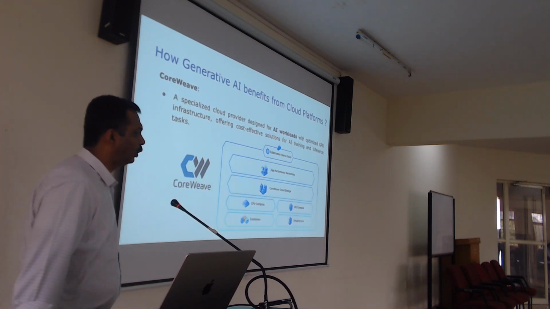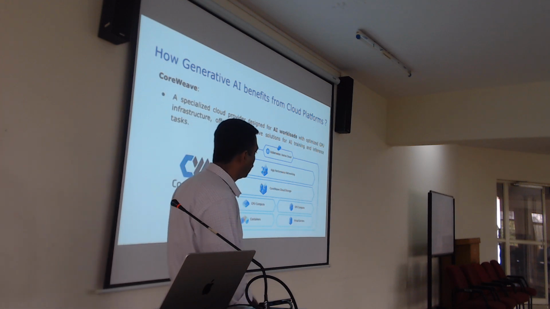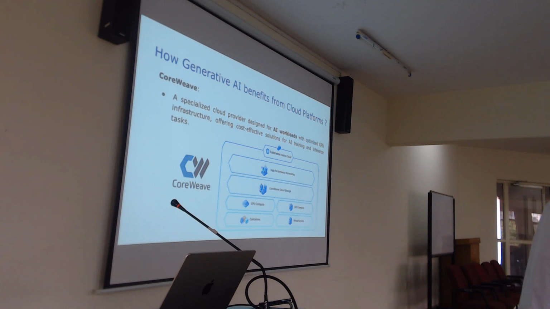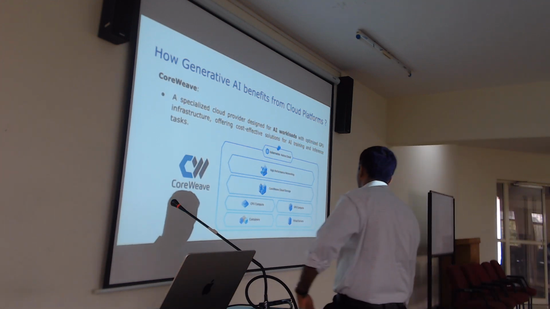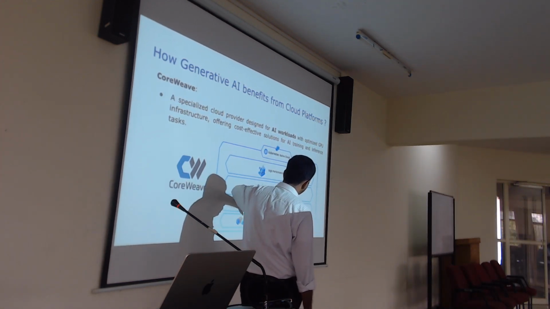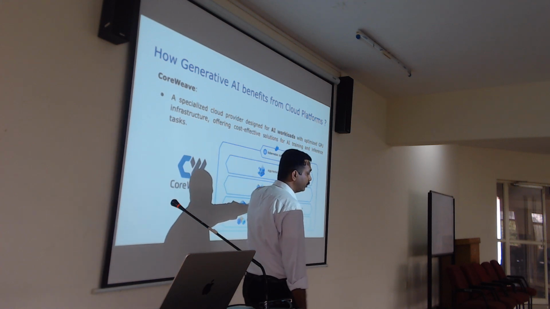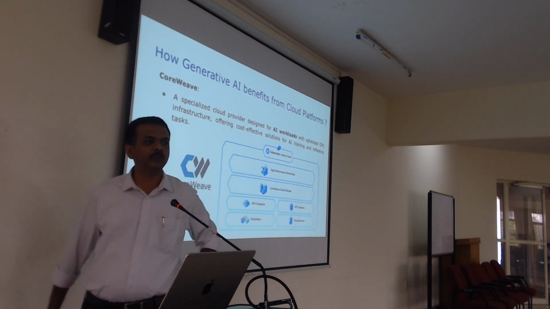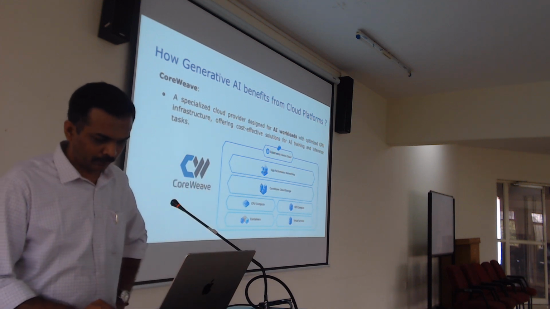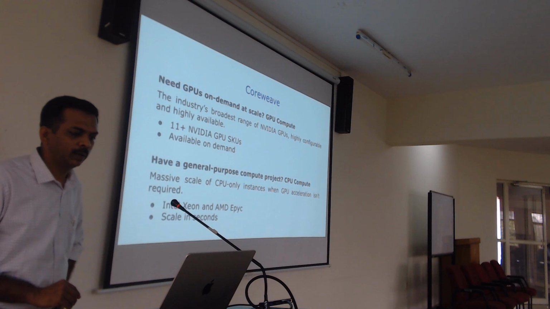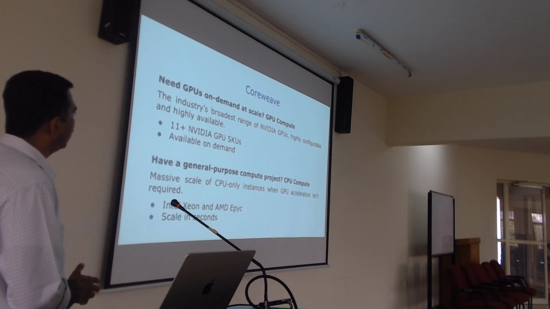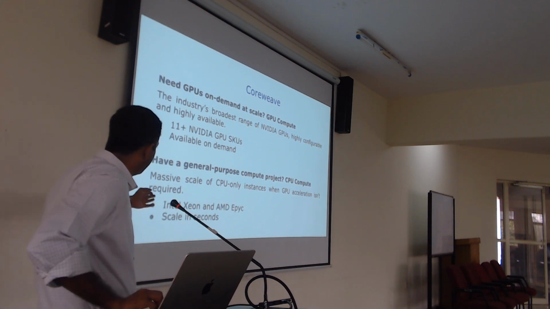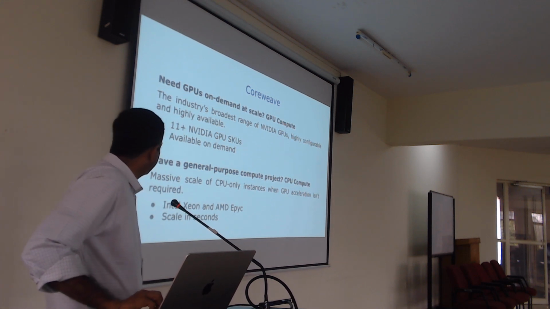Let me highlight CoreWeave. CoreWeave is one of the specialized cloud providers, especially designed for AI workloads. To deal with AI workloads, they offer you containers, CPU compute, virtual servers, and GPU compute. So this is basically designed for GenAI based workloads. That is CoreWeave, and it is a very cheap solution. Whenever you require GPUs on demand at scale, right? People go for CoreWeave. Whenever you talk about general purpose compute resources, right?